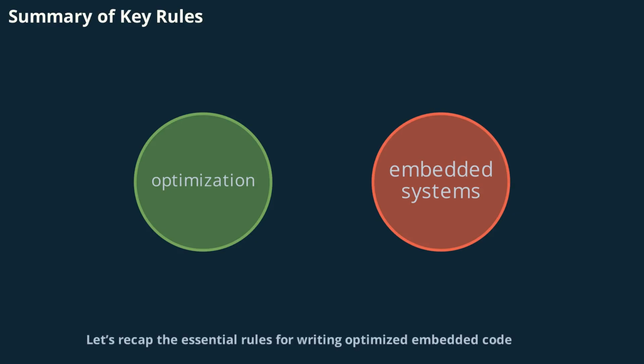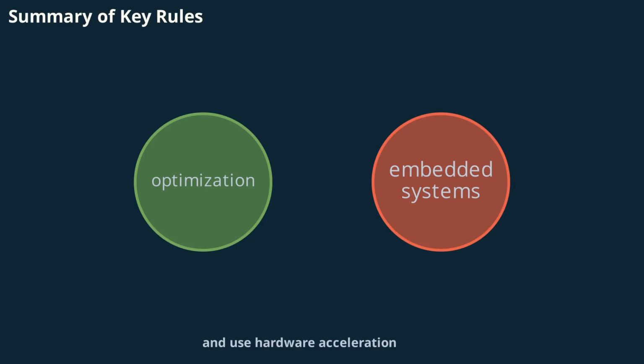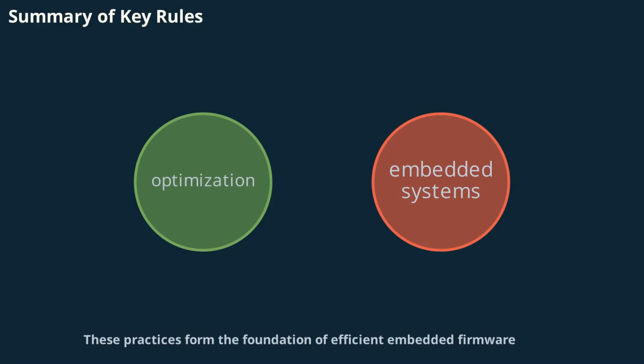Let's recap the essential rules for writing optimized embedded code. Choose the right algorithm, use fixed-width types, avoid floating point in critical paths, minimize dynamic memory, keep ISRs short, store constants in flash, use bitwise operations, eliminate busy waiting, leverage compiler optimization, reduce memory accesses, and use hardware acceleration. These practices form the foundation of efficient embedded firmware.